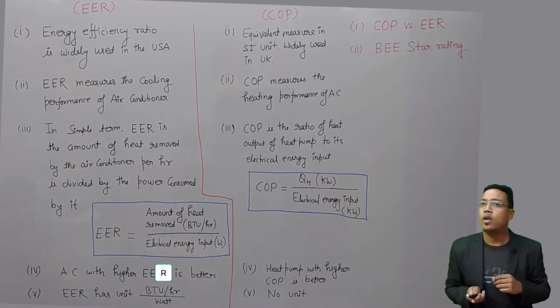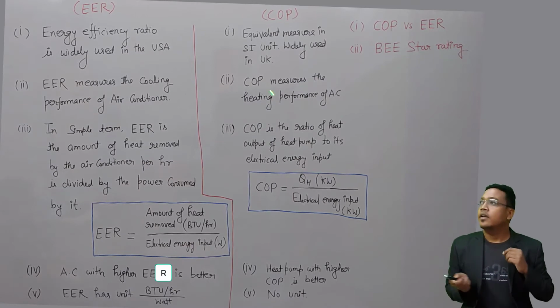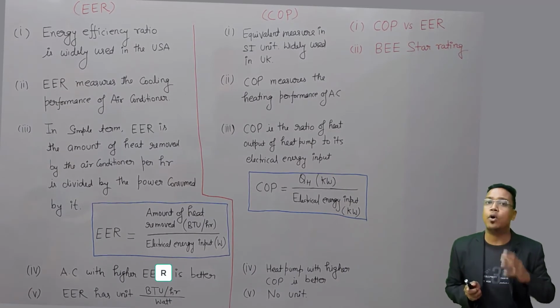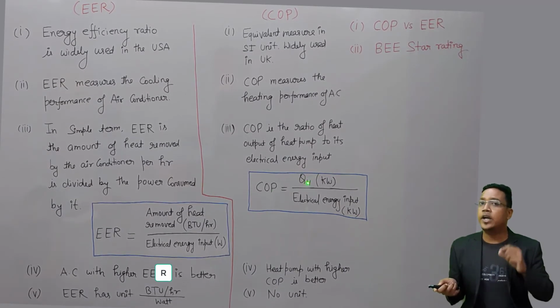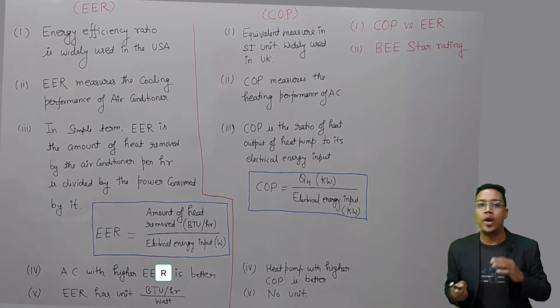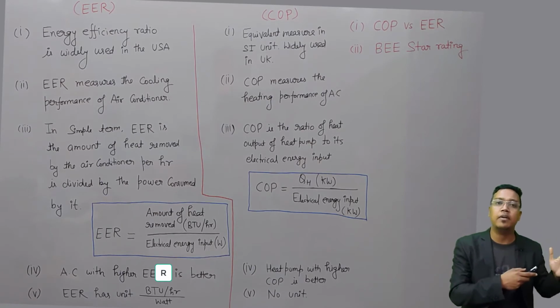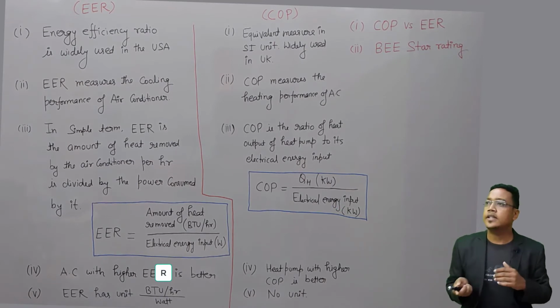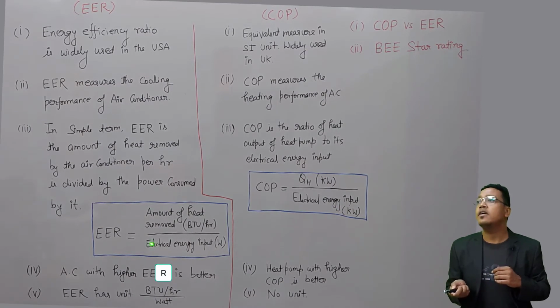Understood? Now, if we talk about COP, COP is the ratio of heat output of the heat pump to its electrical energy input. That means for the heating system or heat pump, I have already told that the refrigeration effect is QH, that means Q in kilowatt, divided by electrical energy input, whatever energy we are giving to the system or to the heat pump, that is in kilowatt. This is the difference between the definition of EER and COP.